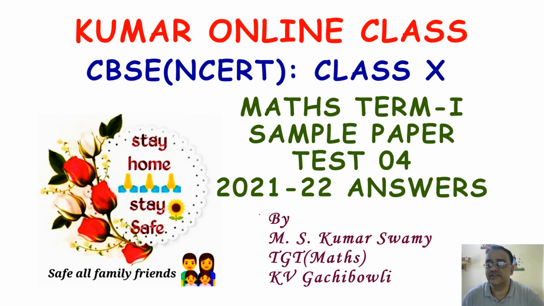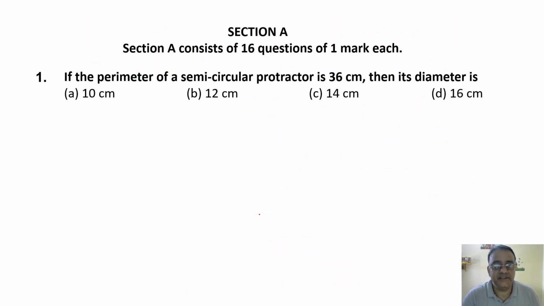Today we are going to discuss the maths term 1 sample paper test number 4, which was conducted yesterday. So let us start with the first question. If the perimeter of a semicircular protractor is 36 centimeter, then its diameter is dash.